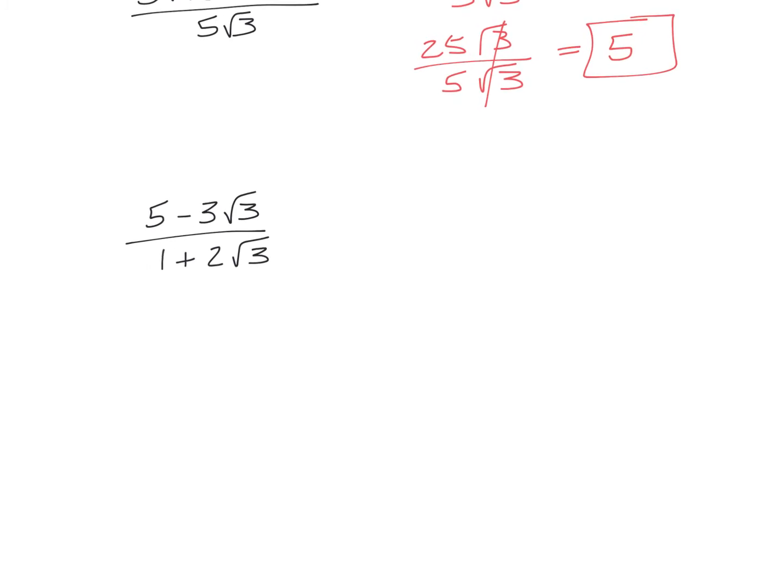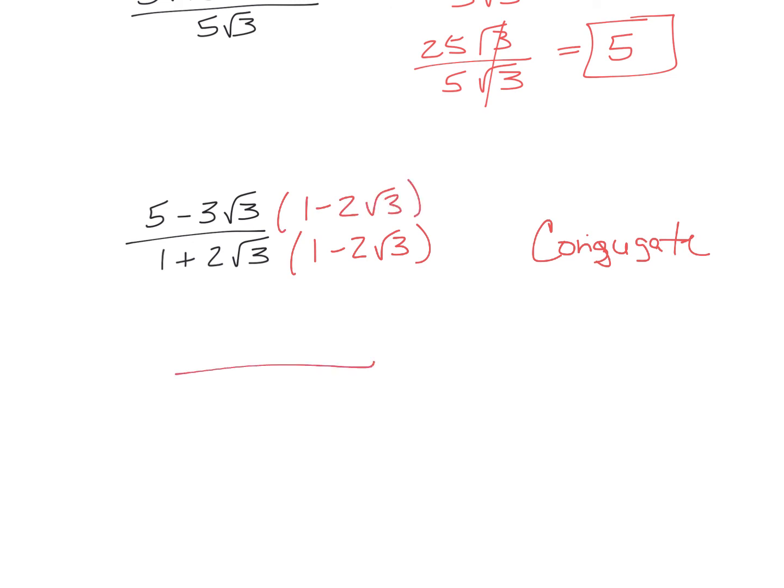Last example. Now we've got a binomial on the bottom. So I'm going to multiply by the conjugate of the bottom, which is 1 minus 2 root 3. What I do to the bottom, I must do the top. So I kind of turn this into two multiplication problems. Why do I do this?